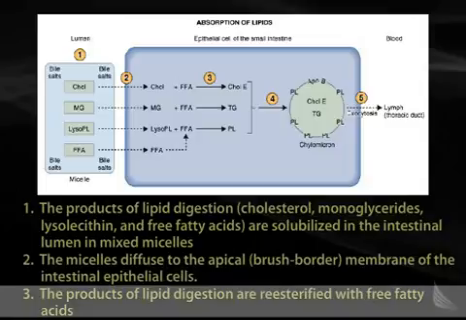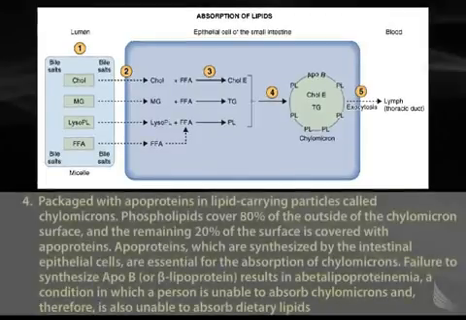Here, as I mentioned, the products of lipid digestion are re-esterified with free fatty acids. They are then packaged with apoproteins in lipid-carrying particles called chylomicrons. Chylomicrons have phospholipids which cover 80% of the outside surface, and the rest, or 20%, is covered by apoproteins. Apoproteins are synthesized in the intestinal epithelial cells themselves and are essential for absorption of chylomicrons.